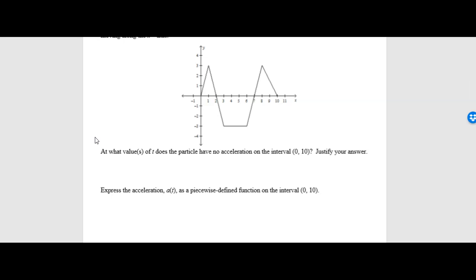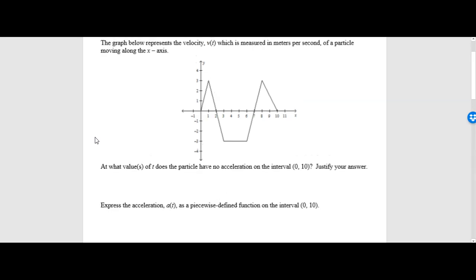When they mean no acceleration, they're not talking about when there's zero acceleration, but when there is no acceleration whatsoever. So no positive acceleration, no negative acceleration, no zero acceleration. So essentially where the acceleration function would be undefined. So pause the video, take a minute, see if you can figure out based on the velocity graph where the acceleration function would be undefined on the interval 0 to 10.